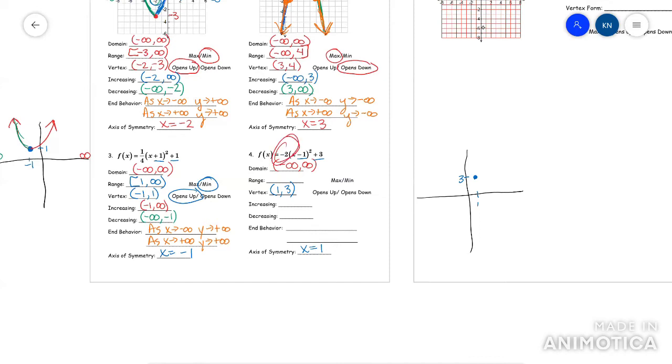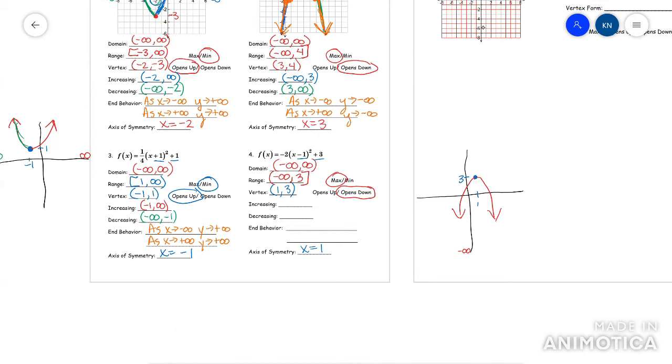You have to look at your a value, -2. Since it's a negative number, it means this parabola is going to open down like this. So when you go to answer your range, the lowest it goes is the y value of negative infinity. The highest it goes would be this y value of 3. And it's a bracket on the 3. That vertex is maximum. It's the highest point on this graph. And this graph opens downward.